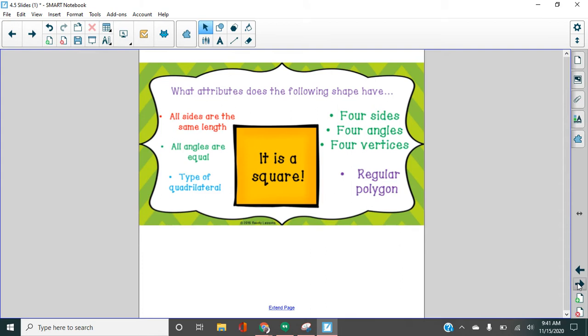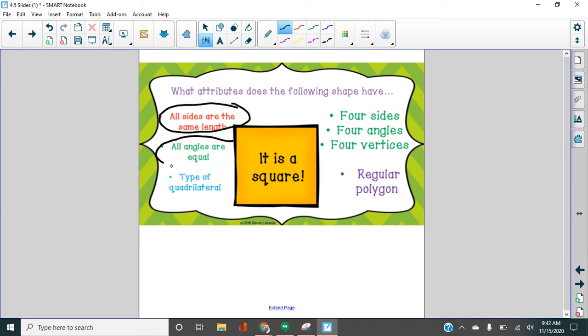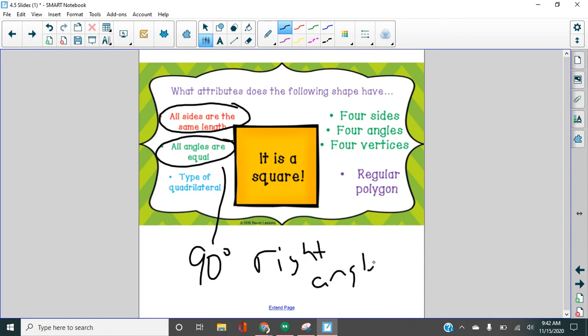So this is a square, of course, right? And the key attributes of a square are that we have all sides the same length and all angles are equal, right? They're all right angles, which are 90-degree angles. So all right angles, and all sides the same length, right? Those are the two things that make a square, all four equal sides and four right angles.